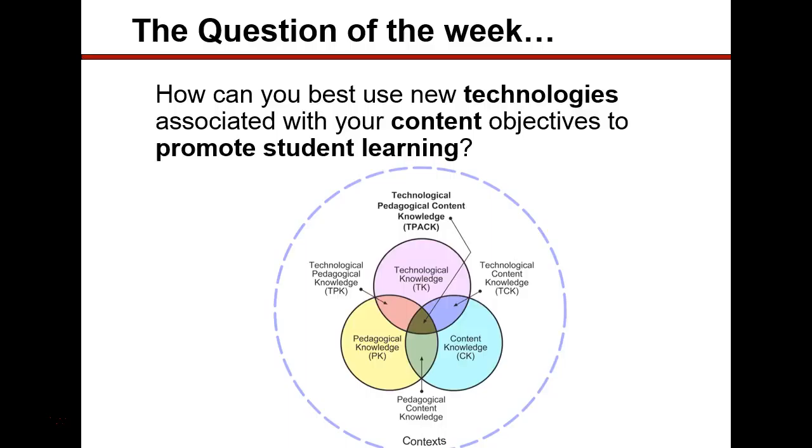So the question of the week, how can you best use new technologies associated with your content objectives to promote student learning? For those of us that are still in the classroom, that has to be the driving force whenever we pick technology, and thinking about that at the beginning of the unit when you're designing your unit plans and figuring out what the big ideas are. Where does technology fall in that? And going back to the SAMR model, picking technology that doesn't just substitute but gets more into the modification and redefinition.